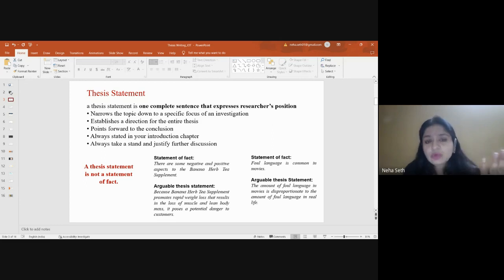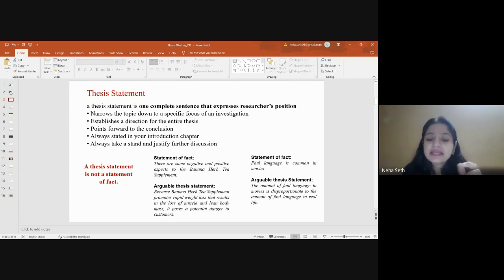Now, when we have to convert this into a thesis statement, or I can say a problem statement, how should I actually present it? Rather than putting it in the form of a statement of fact, I should put it this way: because banana herb tea supplement purports rapid weight loss that results in loss of muscle and lean body mass, it possesses a potential danger to the customer. Now, the second statement, which I can call an arguable thesis statement, initiates the argument. It gives us the direction.